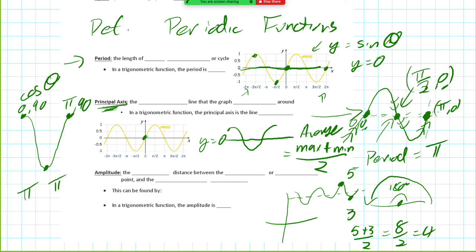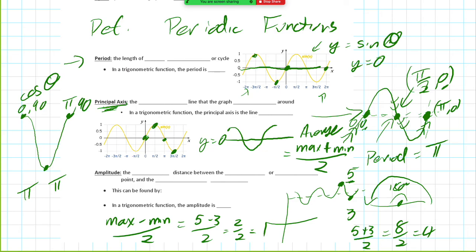Okay. Amplitude, on the other hand, is asking for the distance between the principal axis and the highest point or the lowest point. And that also becomes important. It's usually known as the A value when we're starting to do transformations. But in order to find that one, you take the max minus the min and divide by 2. So with the same concept here, where we have a max minus min, 5 minus 3 divided by 2 is 2 divided by 2. The amplitude is 1.